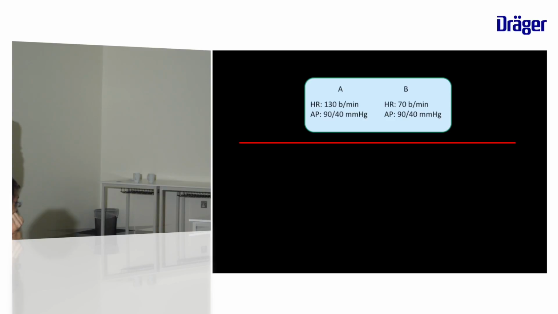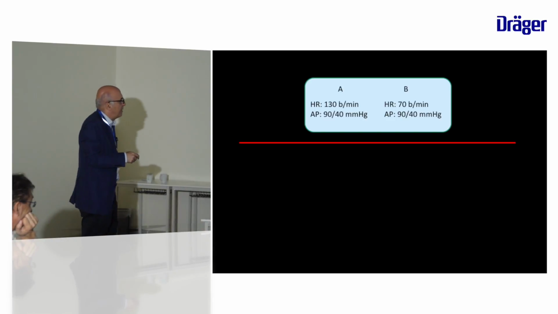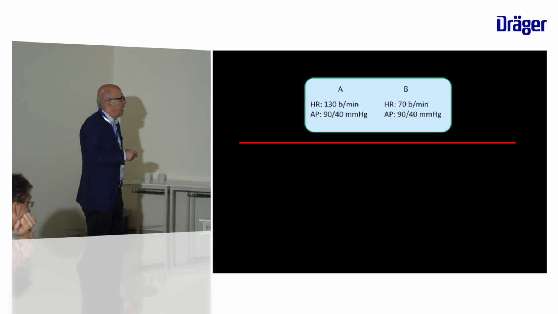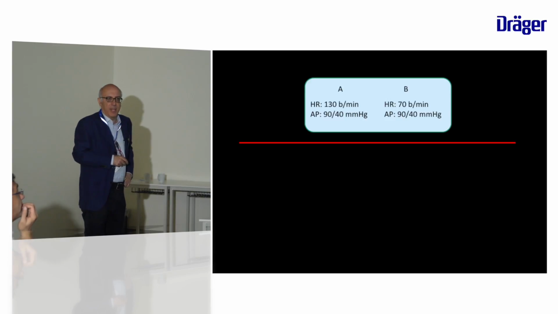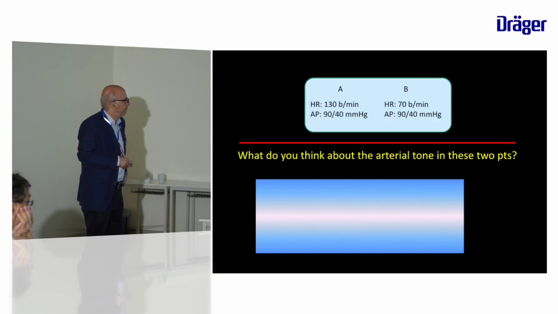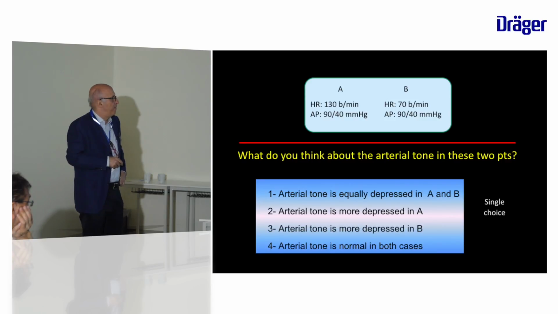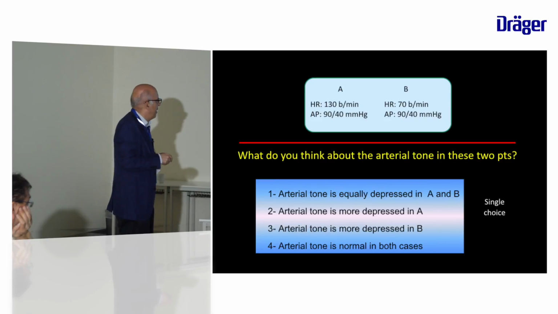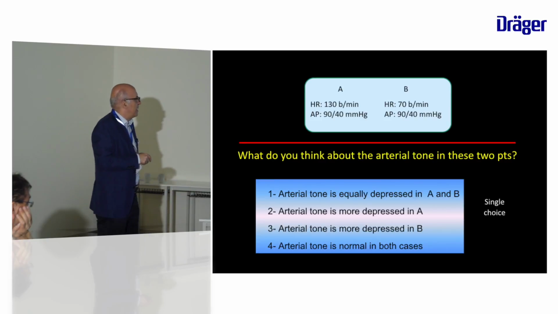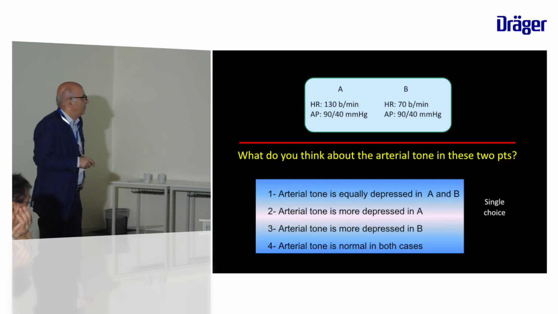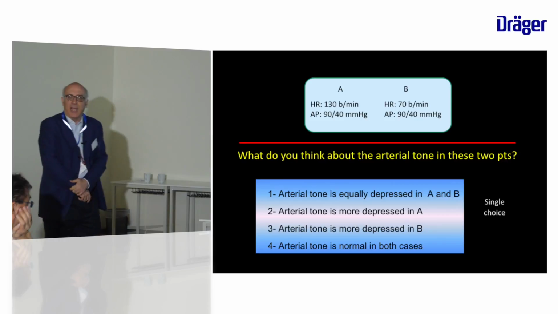Now you have a case, okay? You have a patient with a heart rate of 130 beats per minute and arterial pressure 90/40. And then we have another patient with 70 beats per minute and the same arterial pressure, okay? So we have 4 possibilities and 1 single choice. The arterial tone is equally depressed in A and B. The arterial tone is more depressed in A. The arterial tone is more depressed in B, and the arterial tone is normal in both cases. What do you think?